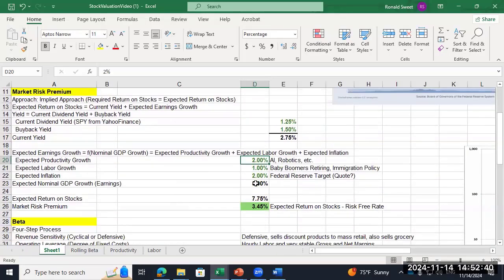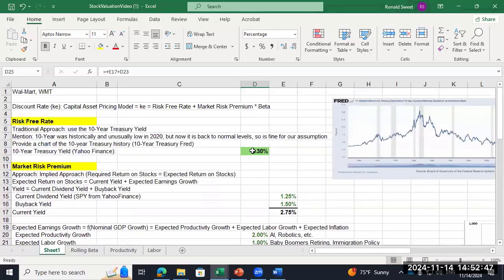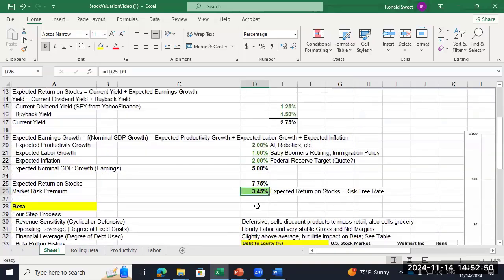So I'm going to say our economy is going to grow about 5%. 5% plus the yield gives you an expected return on stocks of 7.75%. You subtract the risk-free rate, you get a market risk premium of 3.45%.